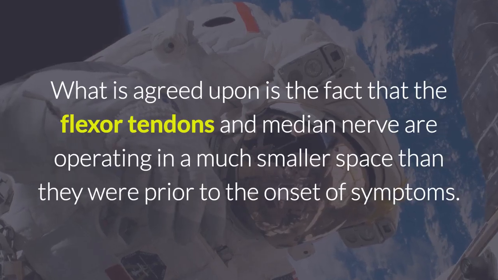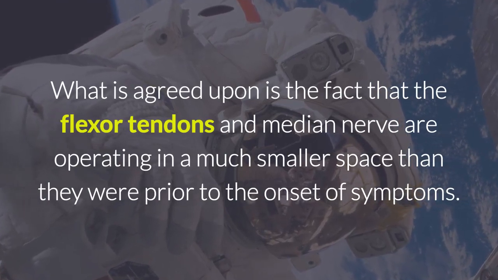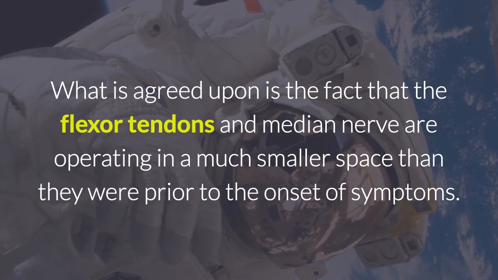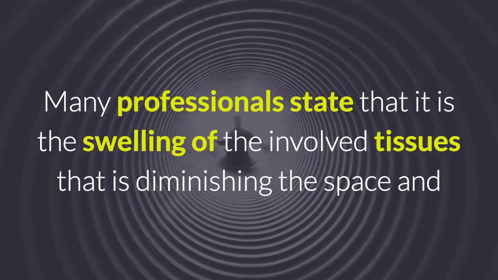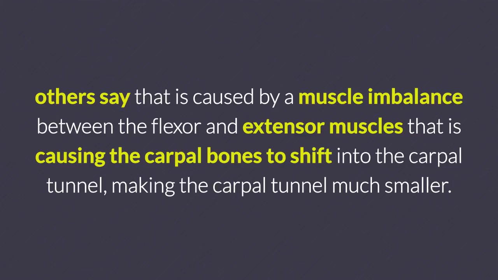What is agreed upon is the fact that the flexor tendons and median nerves are operating in a much smaller space than they were prior to the onset of the symptoms. Many professionals state that it is the swelling of the involved tissues that is diminishing the space, and others say that it is caused by a muscle imbalance between the flexor and extensor muscles that is causing the carpal bones to shift into the carpal tunnel, making the carpal tunnel much smaller.